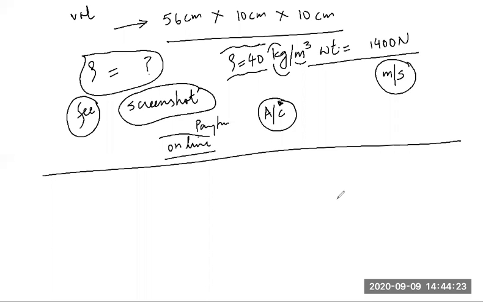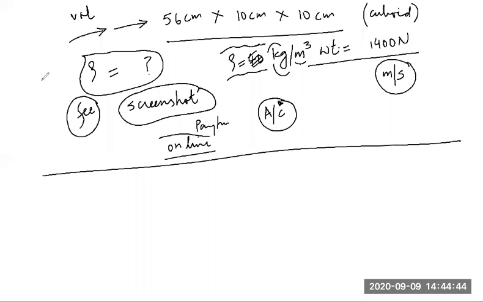Yes, students, let's do some crazy sums. This is the volume of some material. Obviously, it's like a cuboid. Okay, it's given. The density we have to find out. We have to find out the density of the material.